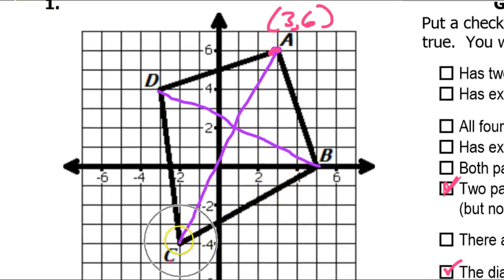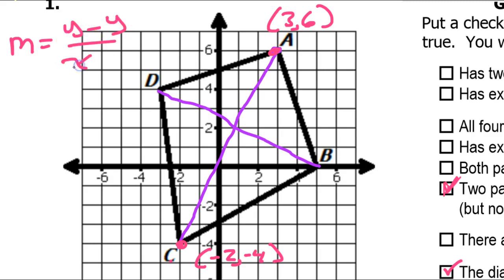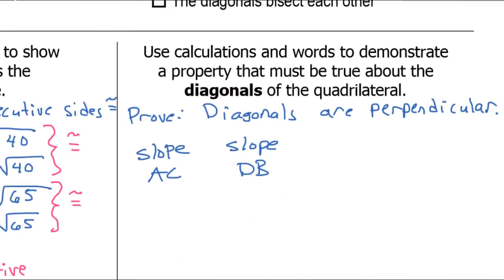Okay, and here's point C. The coordinates are -2, -4. Let's use these in order to do the slope. So we know that the slope is going to be y minus y over x minus x. So I'm going to go 6 minus -4 over 3 minus -2.